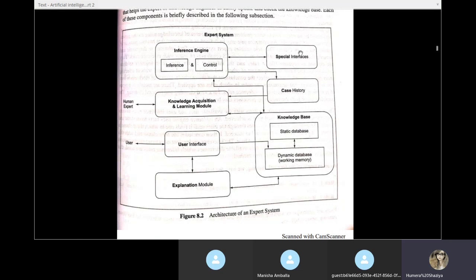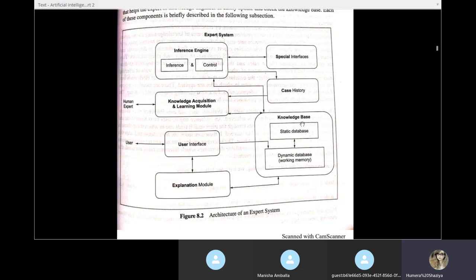that is a special interface with which the inference engine interacts, and the user will interact with the expert system through the user interface. The human expert is the domain expert. The domain expert interacts with this unit or component, and then what happens is, here you have a database, a dynamic database, and this is a static database.